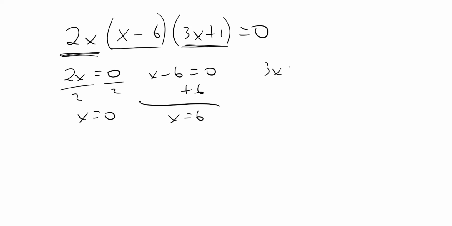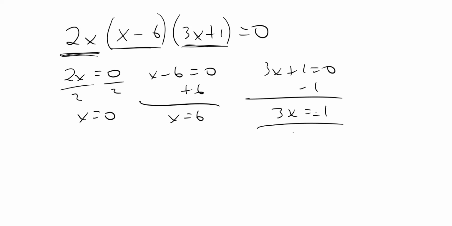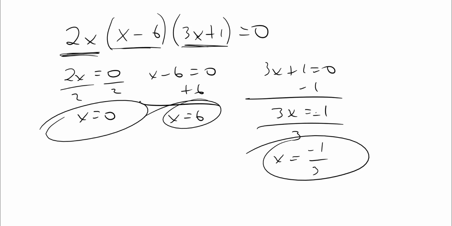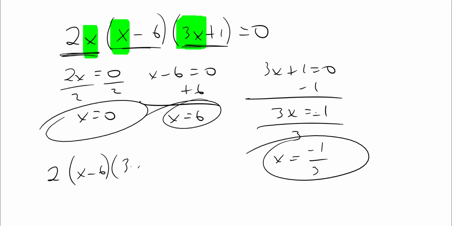And this one is 3x plus 1 equals 0. Subtract 1 from both sides, 3x equals negative 1, and then divide by 3, so x equals negative 1/3. So there you go, we got 1, 2, 3 answers. Pretty easy. Wherever you see an x, you're going to have a solution for that. So if the problem was almost the same thing, but it looked like this: 2 parentheses x minus 6 times 3x plus 1.